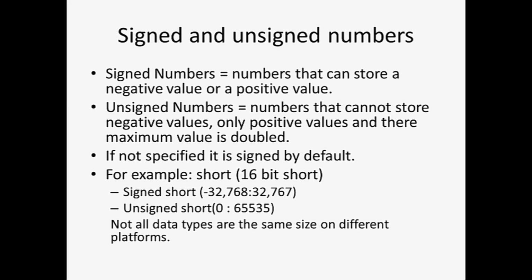Let's take a look at this. For example, we have a short, and on this platform it's 16-bit or 2 bytes. The range of values on a signed short, meaning negative to positive, is negative 32,000 to positive 32,000. But for unsigned short, we have 0 to 65,000. See how it's doubled? And not all data types are the same on different platforms.